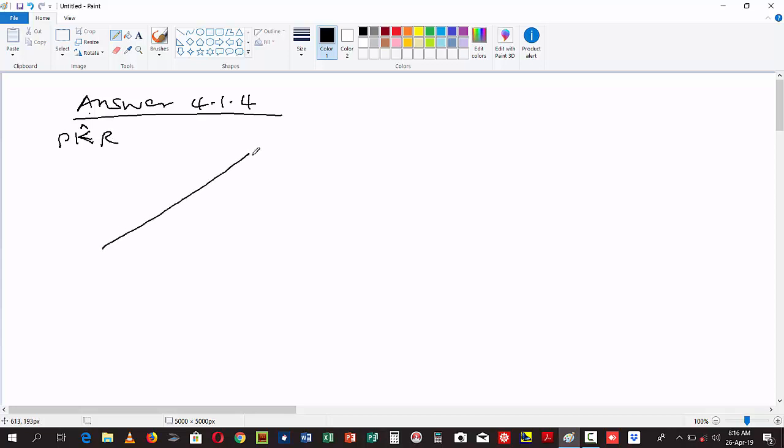This is a line. Let this one be our point R, and let this one be point P, and the coordinate is -4 and 5. And from point P we have K. This is our point K. The coordinate is 0 and -3. So let us join this line together. This is the angle K we are looking for. We need to calculate this angle K.